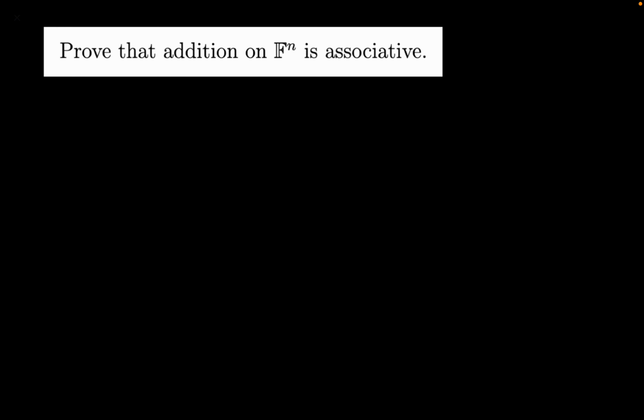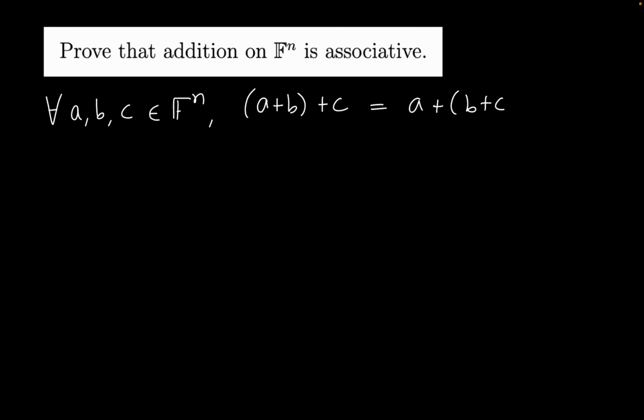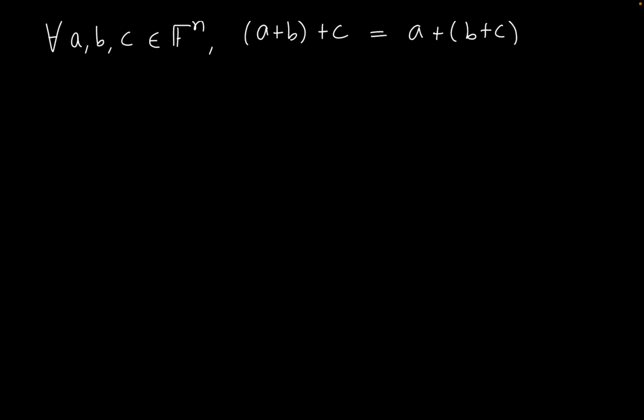Alright, so what we're going to do in this video is prove that addition on Fn is associative. In other words, we're going to show that for every A, B, C in Fn, the sum A plus B when added to C is equal to A added to the sum of B and C. Before we start with this problem, let's recap what Fn is.